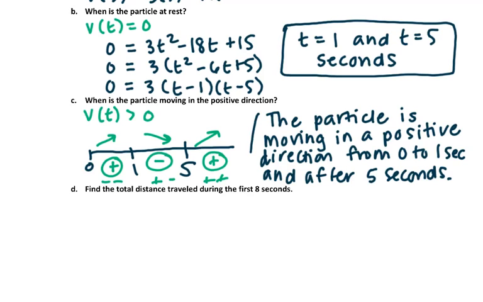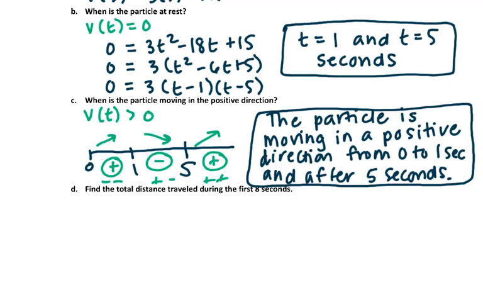There we go. And last but not least, find the total distance traveled. So this was the harder of the two because we're going to have to see the directional changes. So again, we're going to use our previous information that the velocity is 0 or the particle's at rest at 1 and 5. And we're going to use our start and end points. So this particular one says in the first 8 seconds. So that means we're going to have to find the position at 0 and the position at 8.